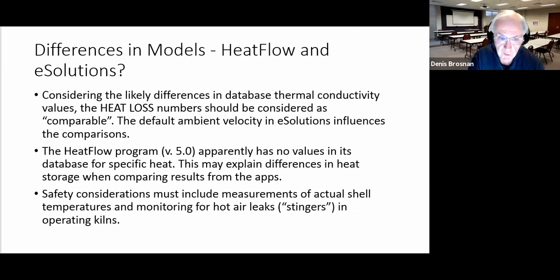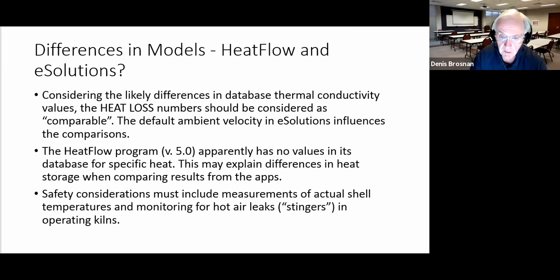I hope you've done this. If not, I urge you to go through this and become familiar with this simulation modeling. Okay. So we have differences in the models.